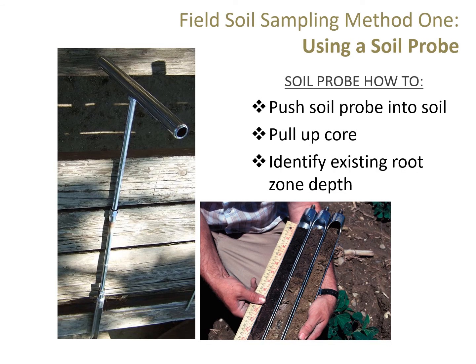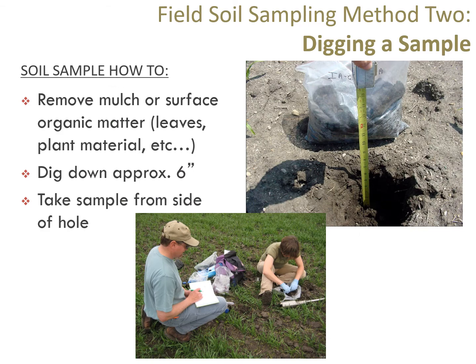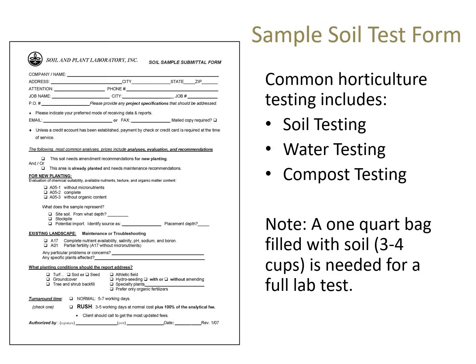So we talked about how to use a soil probe and how to take a sample. So here's an example of what you would send into a soil lab. I usually select this complete testing for new planting. That's where you need a 1 quart bag filled with soil, so 3 to 4 cups for that full lab test.